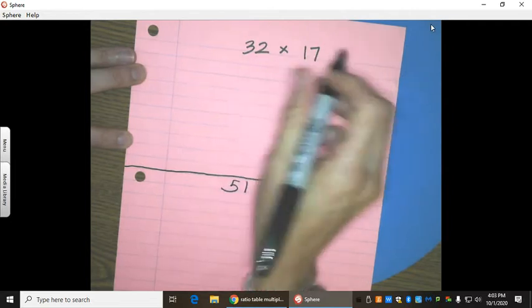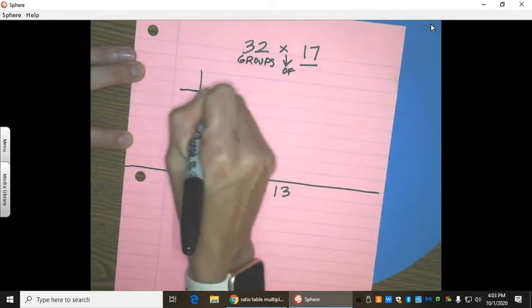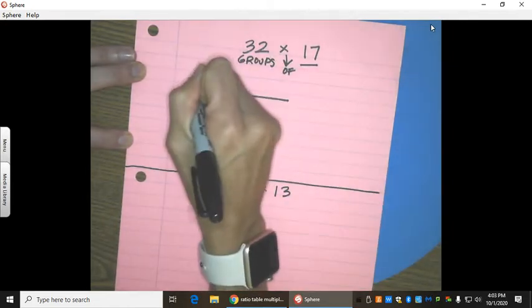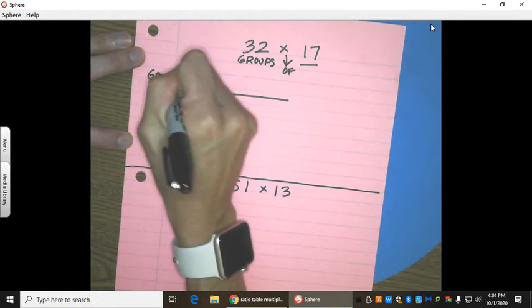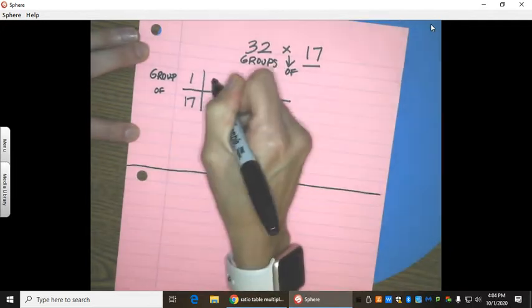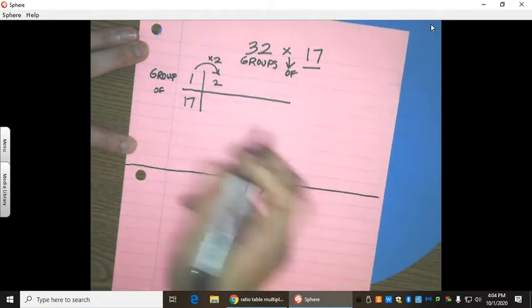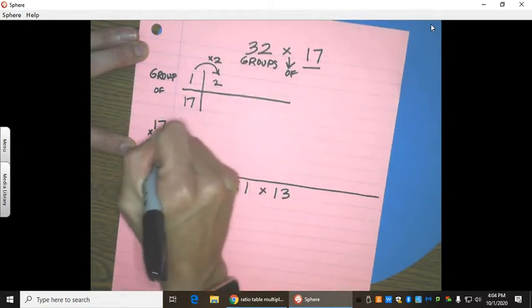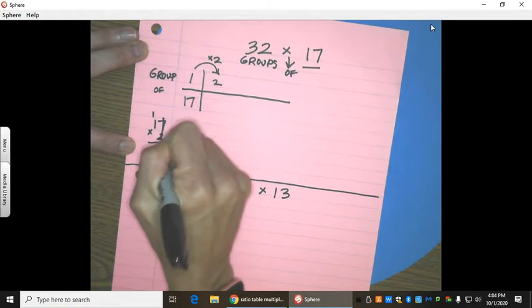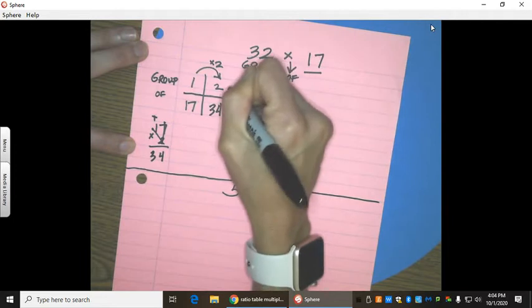Okay, so 32 times 17, so 32 groups of 17. Okay, so I had to go ahead and create my own ratio table this time. Okay, and I know I'm starting with one group. Very important to me that I label. One group of 17 is 17. Okay, two groups of 17, we know we double or multiply by 2. So 17 times 2. 2 times 7 is 14. 2 times 1 is 2. Plus 1 is 3. So I get 34.